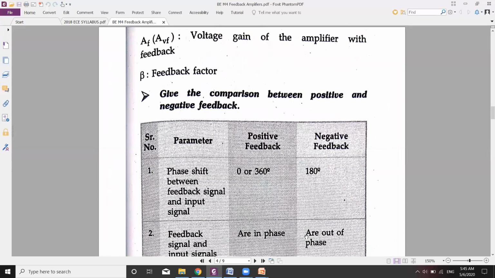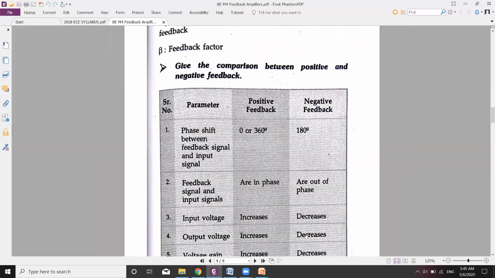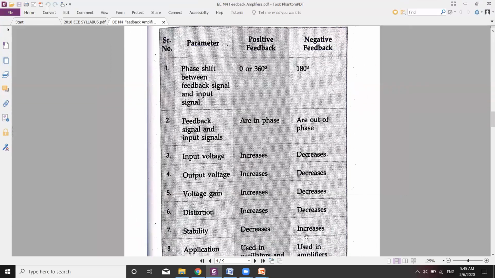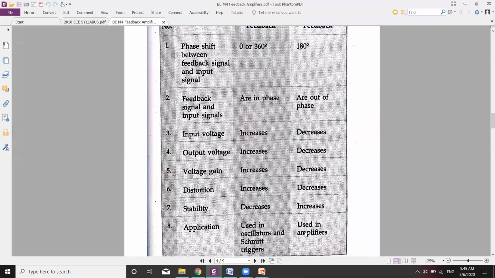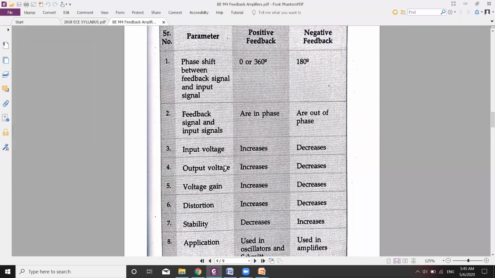So let us see the differences. What are the differences between positive and negative feedback? You might get a question in the main exam: compare the positive and negative feedback. So the table is given over here. We have a parameter, we have positive feedback and we have negative feedback as a heading here.